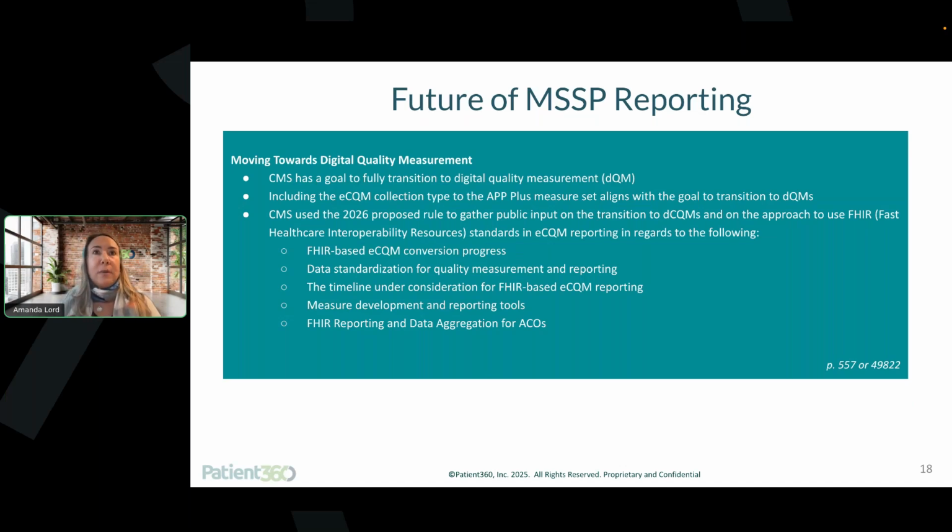What can you do now to prepare? So you can start reporting eCQM collection type as much as possible. This means TIN education and urging your member TINs, as many of you know through experience, to ensure their EHR products are 100% 2015 cert.